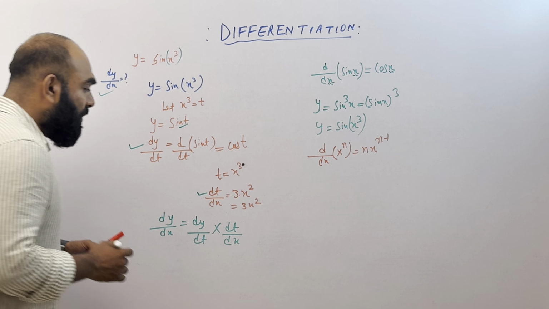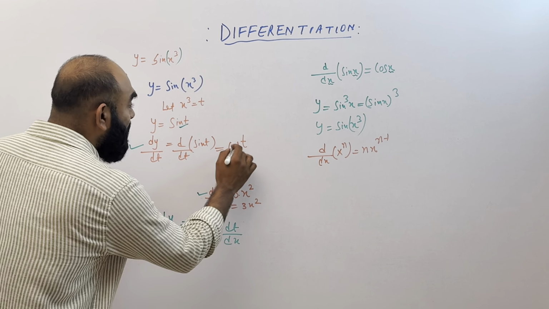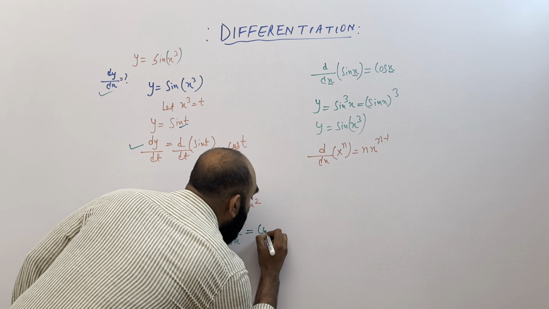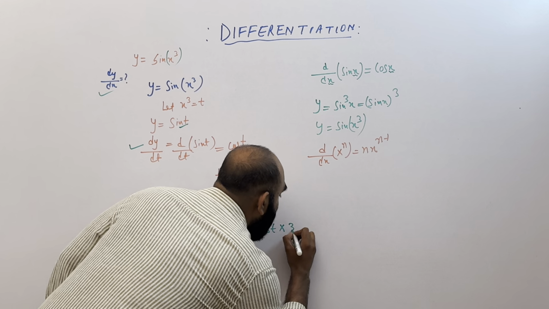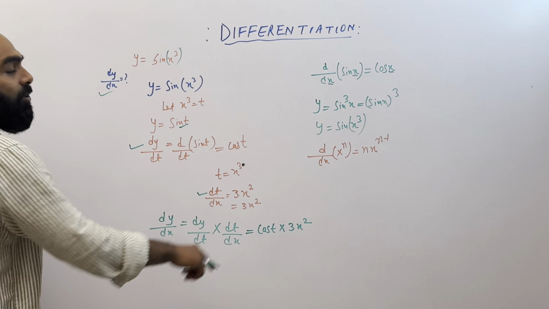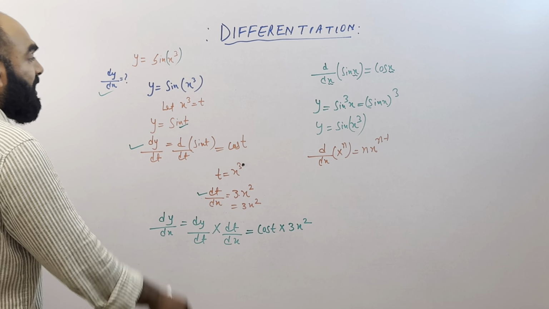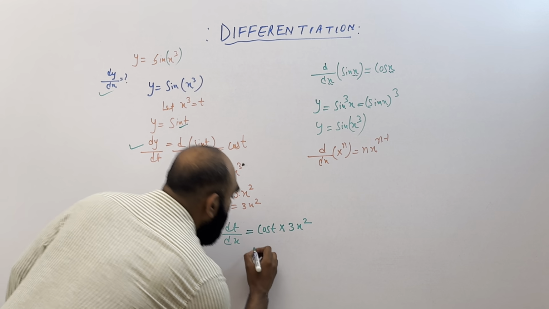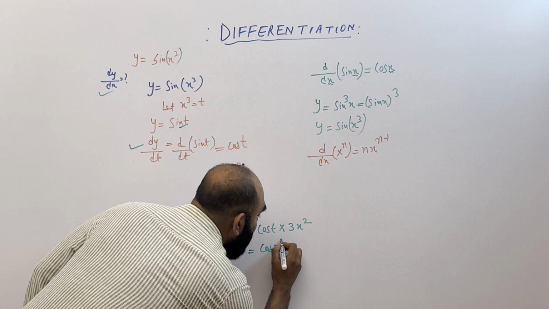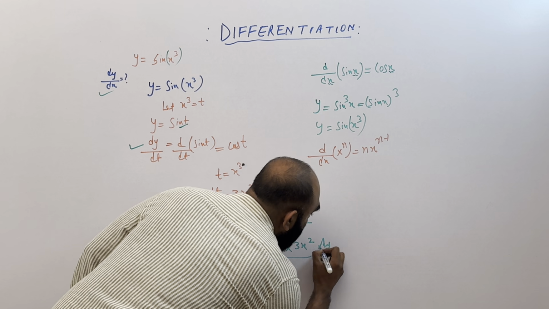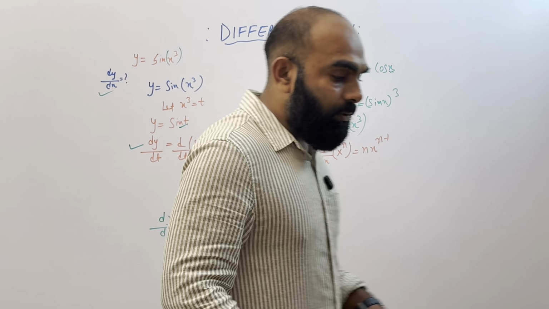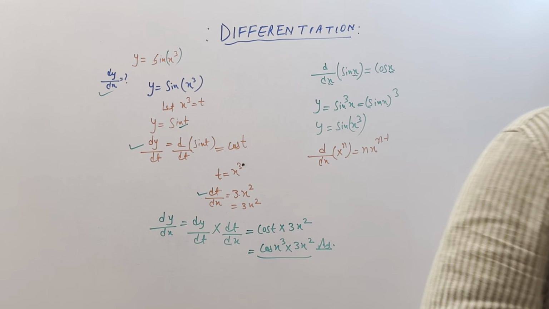So what will be my value? Dy by dt, how much is there? Cos t, into dt by dx, which is 3x square. Keep the value of t. What is your t? T is your x cube. So cos of x cube into 3x square, and this is your answer. Note it down.